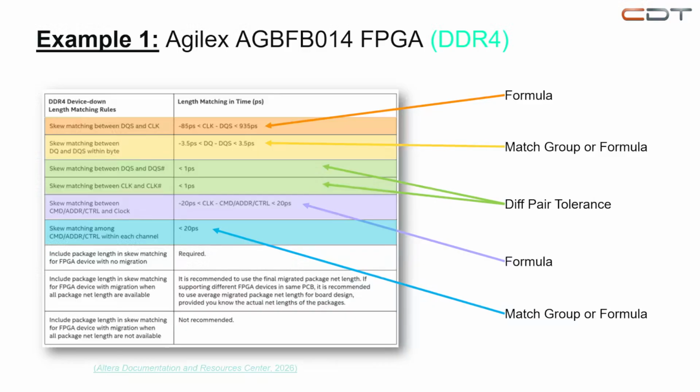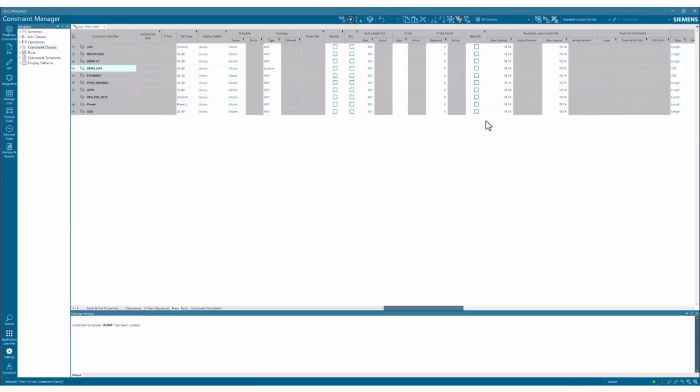And then in the green, these are both differential pairs on our design. So we have data strobes and the clock signals. And again, formulas are incredibly versatile. You could use a formula, but we do have a separate column for differential pair tolerance exactly for this purpose. So why not use it? Okay, so let's look at how we actually do that.